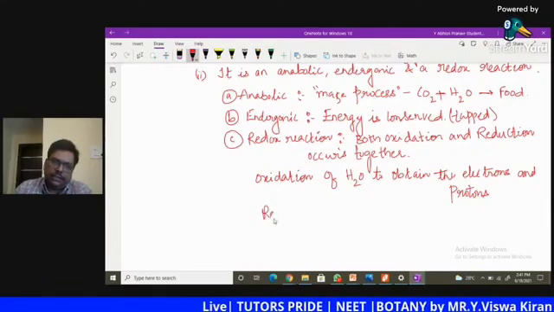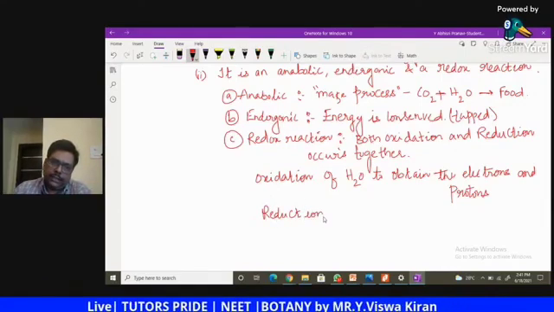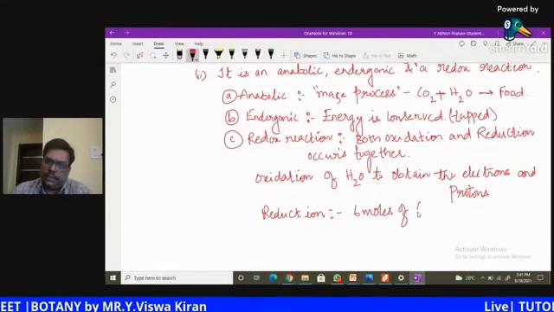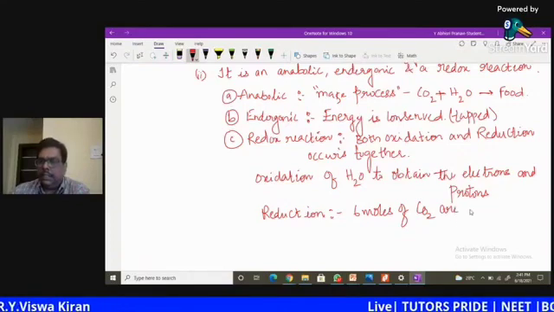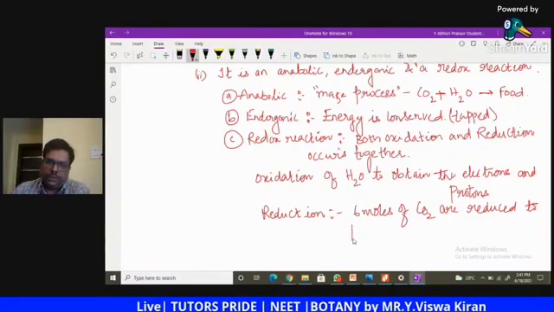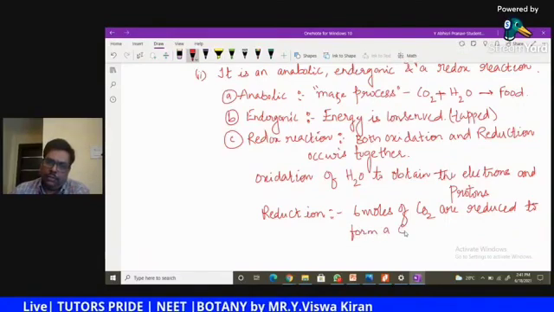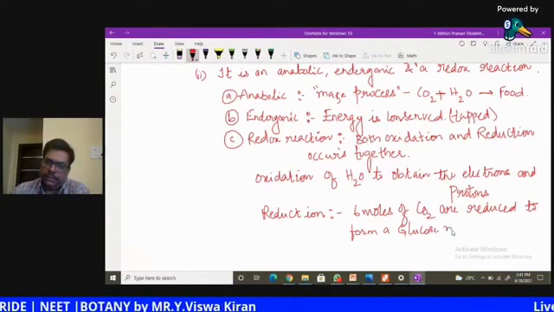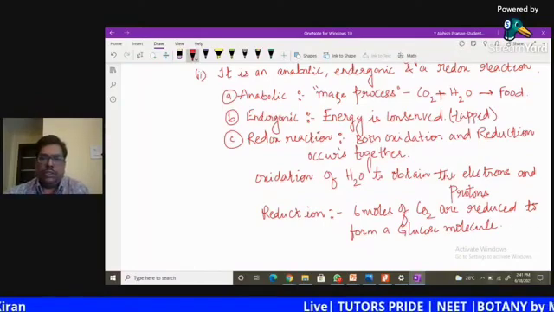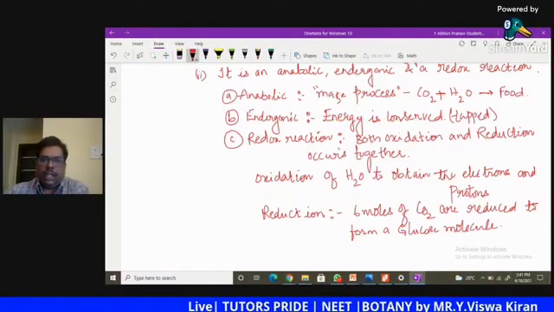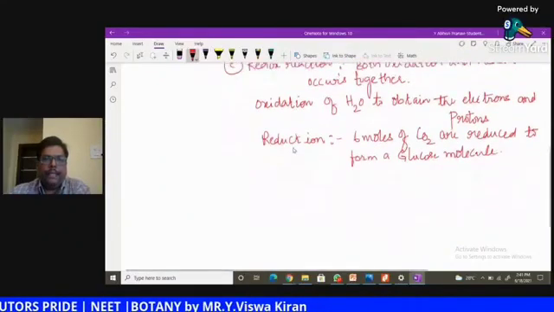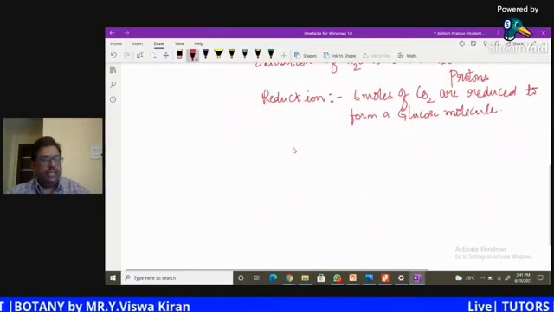And then it is called reduction because here 6 moles of carbon dioxide are reduced to form a glucose molecule. So this is the reason we call photosynthesis a redox reaction. I hope you are clear with what I am telling you here. So let us look into more details.